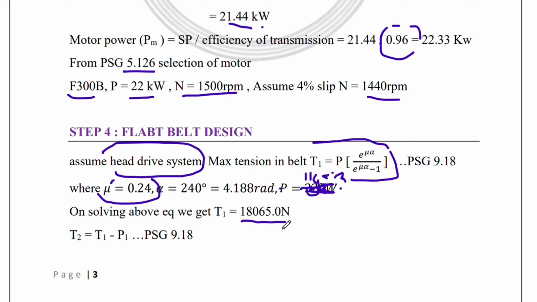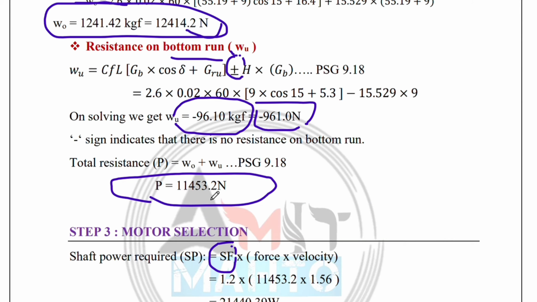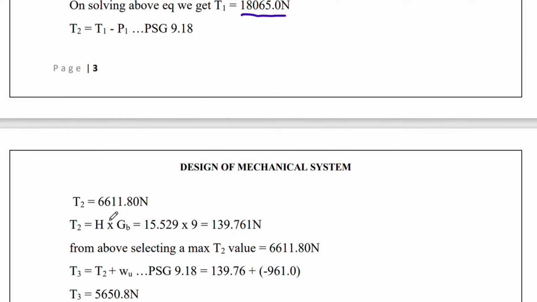As we get T1, now moving to the next formula, which is T2. On the same page you will get T2 is equal to T1 minus P1. T1 is 18,065 and P1 will be 11,453.2 Newton. Put these values, we get T2 equal to 6,611.80 Newton. There are two formulas for T2. From one formula we get this value. Now moving to the next formula. The next formula is T2 is equal to H into GB.